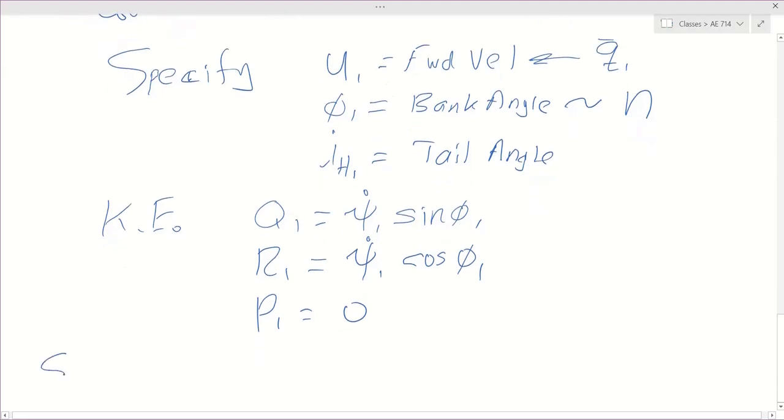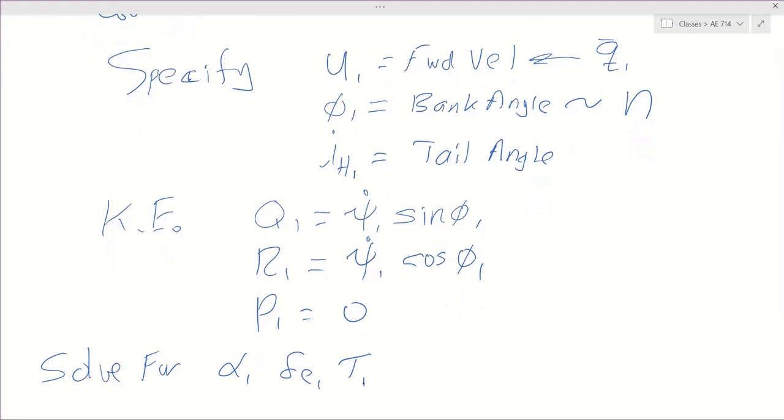So we're going to solve for alpha, elevator, and thrust. You look up at the equations on the board, I guess you can't see them unless you're in here. But remember, we have those thrust cosine and thrust sine terms, so we're going to have to make an approximation just like we did before, to get rid of those sine and cosine terms.